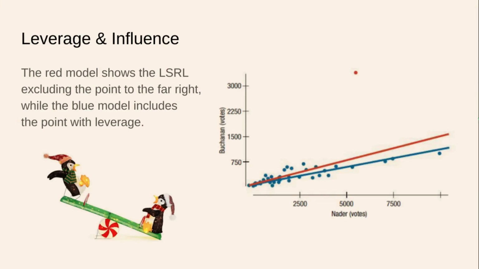To give you an idea about how potent a point of high leverage is, let's consider these two possible regression lines supplied by our textbook. The red model shows the least squares regression line if we take away not the red point, but the point at the far right. This data value right here. You take that point away, and your regression line looks like this.